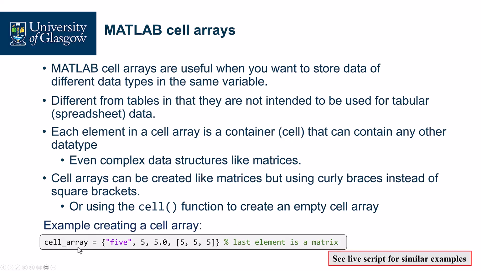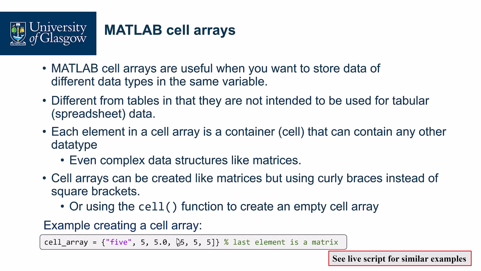Now I created a cell array. This cell array has 4 cells, 4 elements. The first one is a string, 5. The second one is a number 5. The third one is number 5.0. And the last one is a matrix, 555, right? So these are all 5, but are of different data types, so they can be collected together in a cell array. Look at the curly braces I use here to put them together. In this way, I created a cell array.